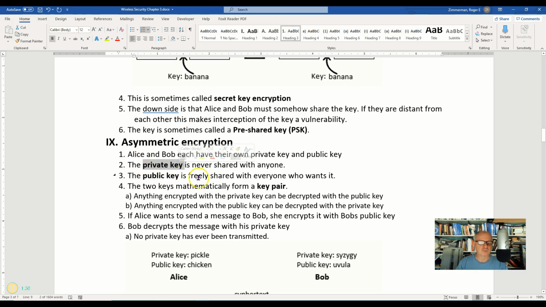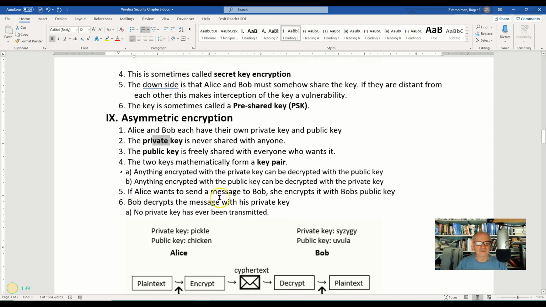And it doesn't matter which one you start with. I can lock it with this one and unlock it with this one. Or I can lock it with this one and unlock it with this one. That reversibility is a very, very important point that I want to make sure you come away with after this video, because we'll see it again later on.